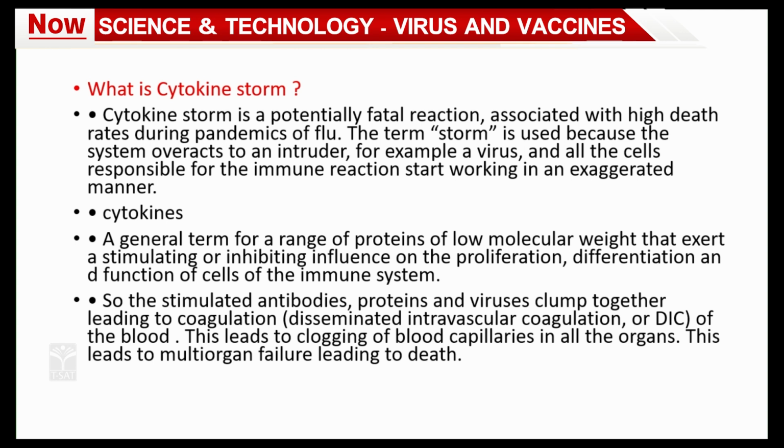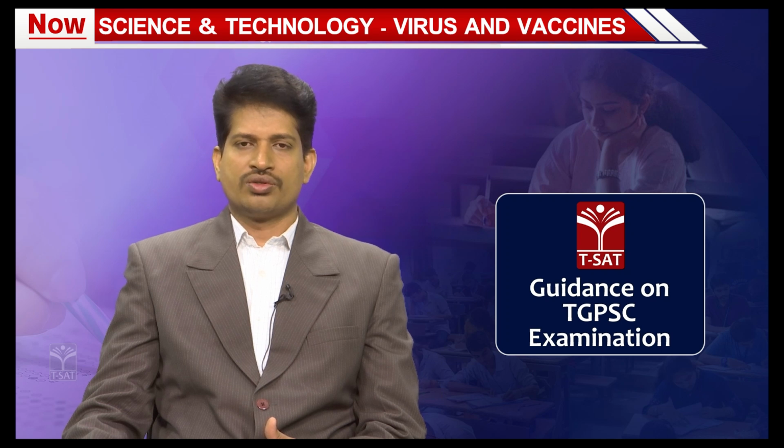Cytokine storm we have discussed. Cytokine storm is the abnormal release of cytokines and antibodies and protein molecules to counter the virus attack, and the clumping up of these leads to blocking of capillaries, arresting the oxygen supply to the organ systems, leading to failure of organs and death. This is what the virus is about.